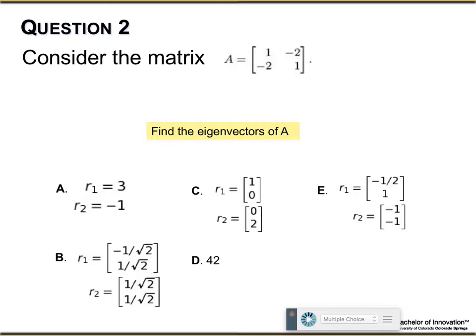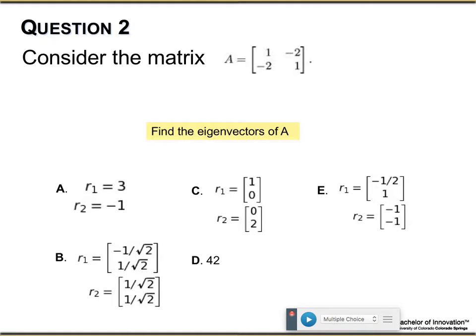Okay, so the answer was not A. 3 and -1 are the eigenvalues. I asked what the eigenvectors are, not what the eigenvalues were. It's clearly not D, well, that number will keep reoccurring. I'm not sure why. It is not even a vector. So the choices were between B, C, D, and E.